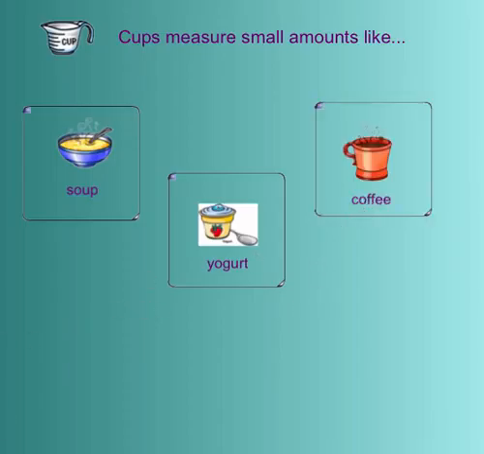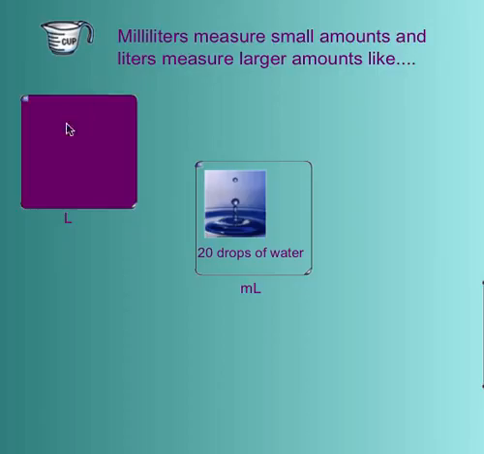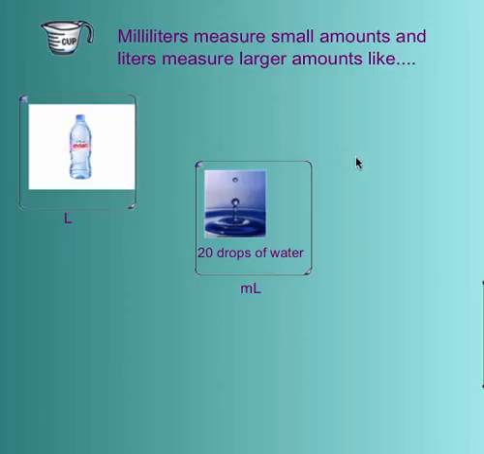So those are some different ways in the U.S. system that we measure. Now we can also talk about the metric system. These can measure small and large amounts too, Mrs. Gonzalez. I'll tell them about this one. Okay. So we have milliliters that measure small amounts, and liters measure larger amounts. So for milliliters, we have 20 drops of water, which are very, very tiny. And liters are things like soda bottles or water bottles that maybe you have seen in the gas station.